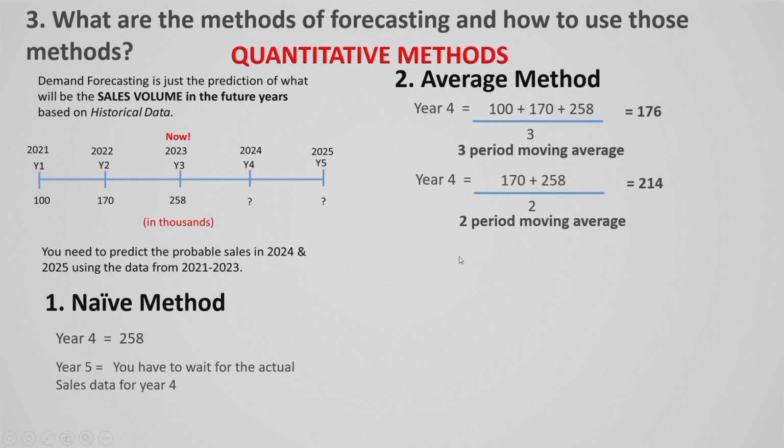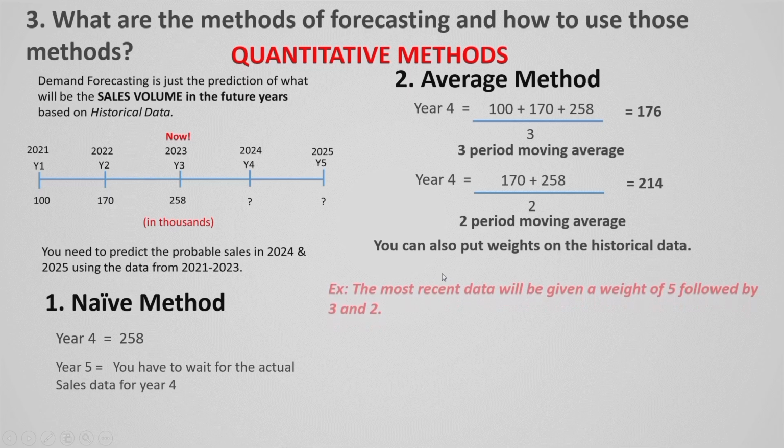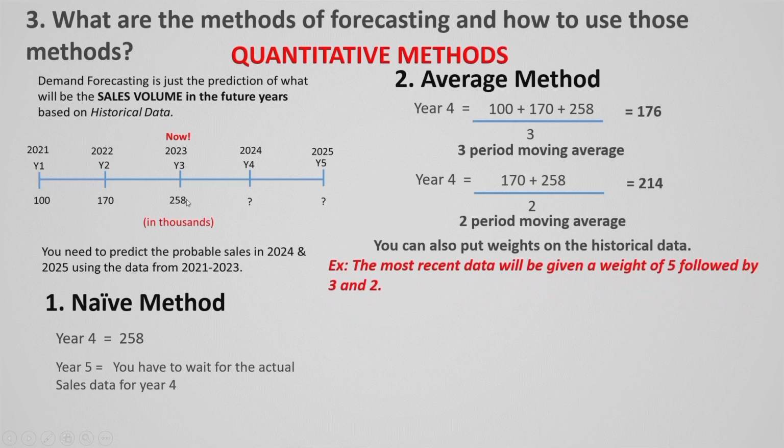But wait, there's more. You can still modify the average method into the weighted average method, where you assign weights to the historical data, and normally the more recent the data is, the more weight is assigned to it because it's more logical. For example, on these 3 sales data, let's put 5 as the weight for 2023, 3 as the weight for 2022, and 2 as the weight for 2021. Let's assume those. Now, 258 will be multiplied by its weight, which is 5, plus 170 times its weight, which is 3, and finally 100 times 2. Then we divide by the sum of all the weights, which is 10.